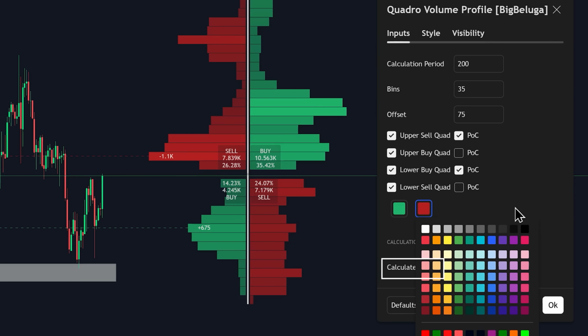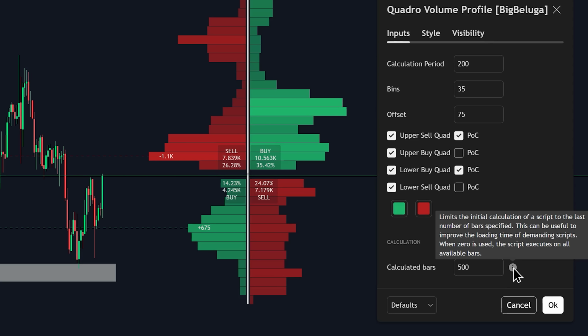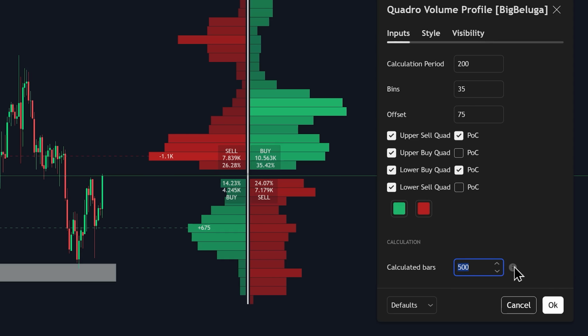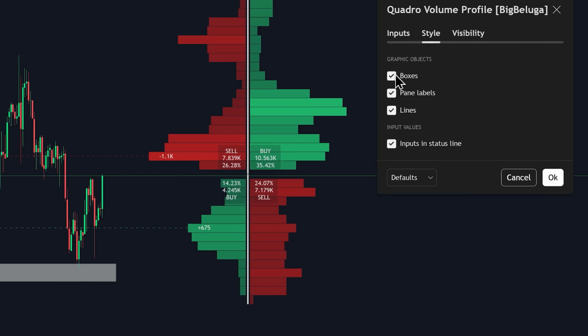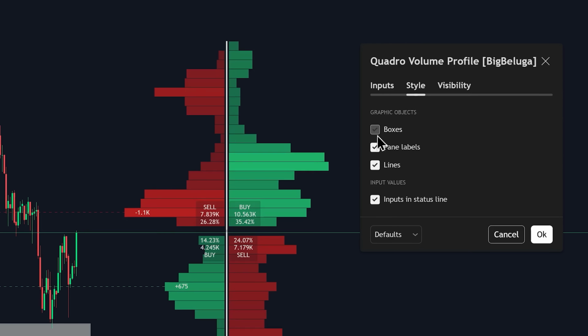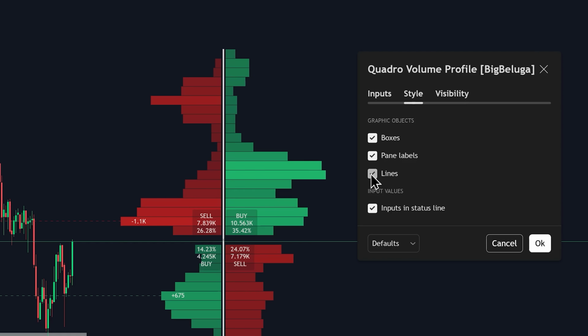The calculated bars value limits the initial calculation of the script to the last number of bars specified. This can improve loading time on a slow computer. Reduce the number if needed. If you have a fast computer, you can leave it at 500 or even set it to 0 so the script executes on all available bars of your trading security. The style tab has several options that we can toggle on or off. If you have any changes for yourself, you can make them. I've made my changes, so once you're done, click OK so we can move on to how we can use this indicator to trade.